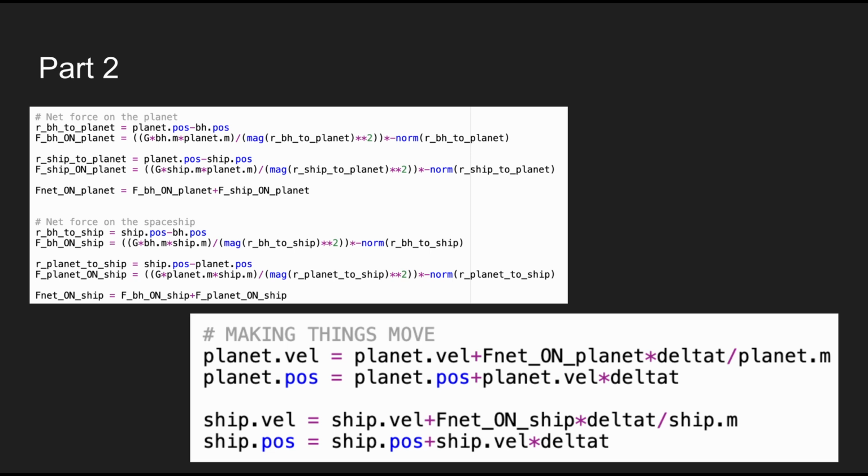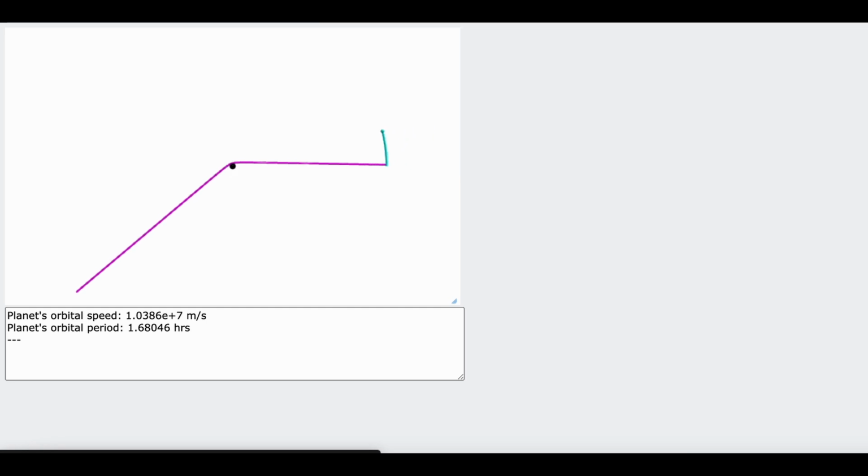To get the simulation to work properly, I needed to calculate the motion of each object based on the gravitational forces they exert on each other. First, I used the gravitational force formula to calculate the net force acting on both the planet and the ship. This required that I calculate the gravitational force of the black hole on each object, as well as the gravitational force of the planet and the ship on each other. Using the net forces for the planet and the ship, I used Newton's second law to calculate the velocity of each object for each time step. Then, I used the velocity calculated for the position update formula to allow the simulation to simulate the motion of each object. For the first time running the simulation, the ship had crashed into the planet.